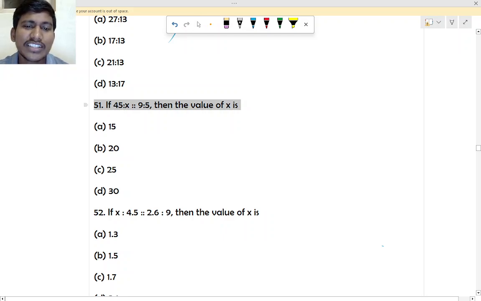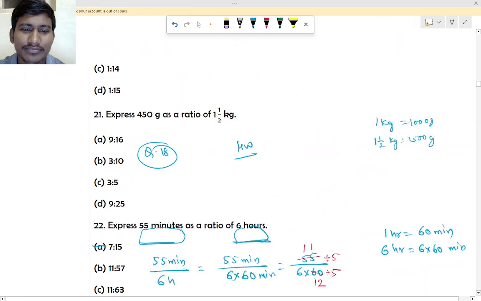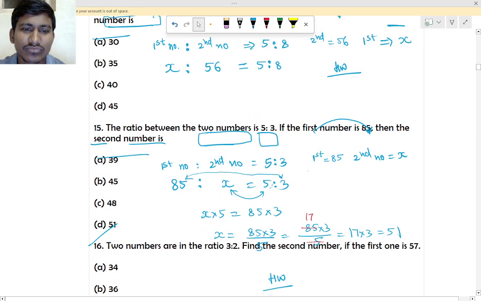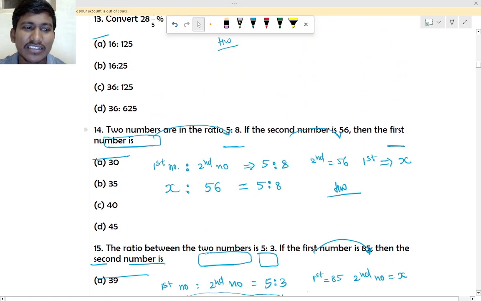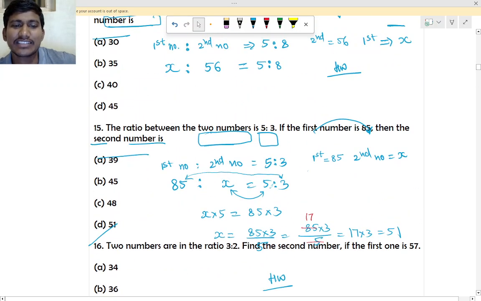So now we will study about proportions. What will we study? Proportions. I think we solved this type of question, right? 51. Yes, somewhere here. Yes, these types of questions. From 14, 15, questions we did it, right? Like that only.